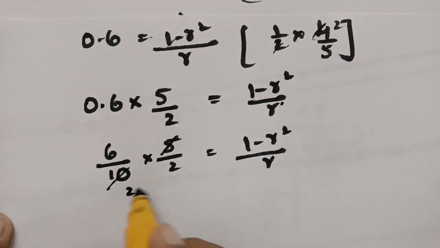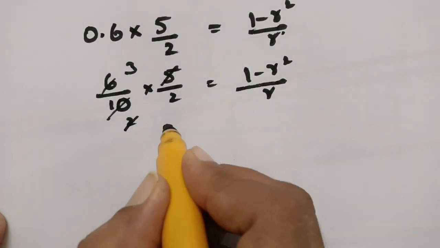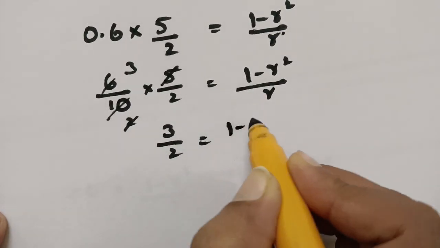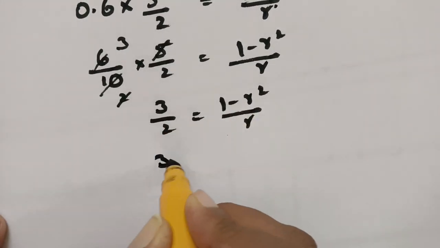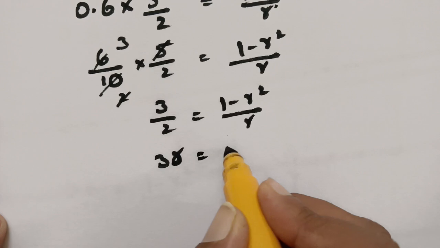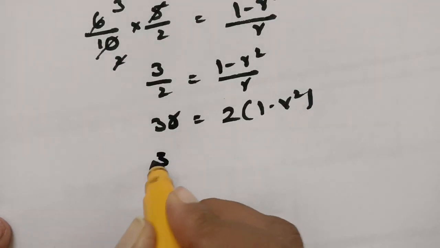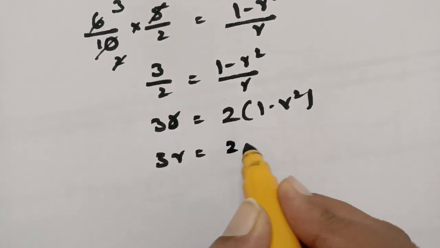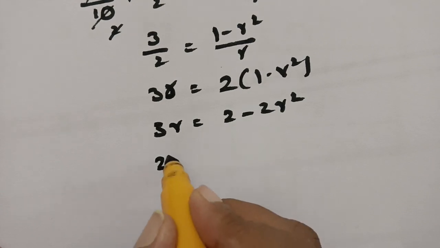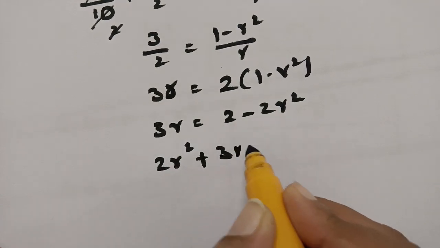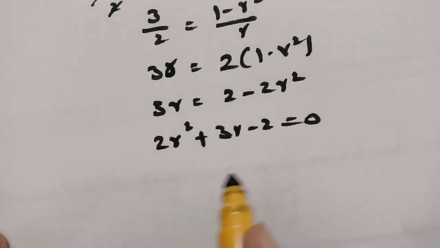So if I cancel 2 and 3, here it will be 3 by 2. So 3 by 2 is equal to (1 minus r square) by r. If I cross multiply, this will be 3r is equal to 2 times (1 minus r square), so 3r is equal to 2 minus 2r square. If I bring it to the other side, this is 2r square plus 3r minus 2 is equal to 0. So here are the factors.